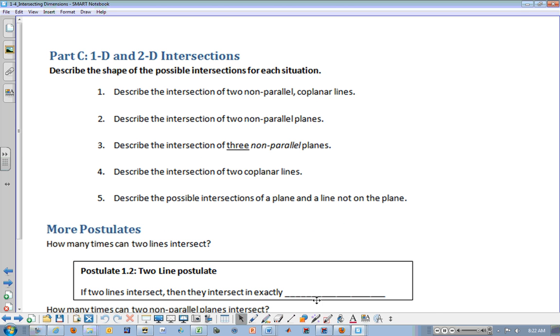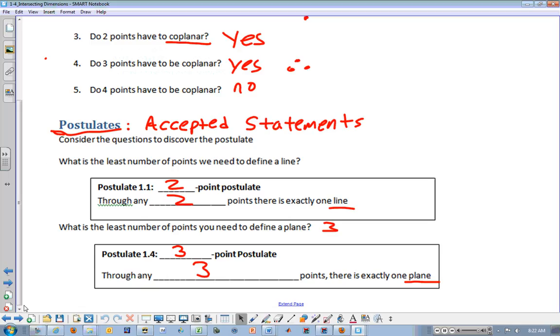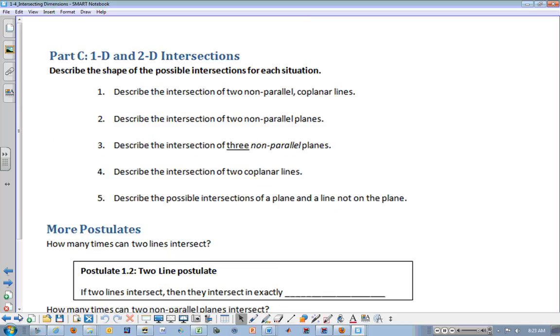All right, so yesterday we talked about these postulates, right? A postulate is just something we accept. It's very simple. We don't argue about it. It's just the way that it is. The 2-point postulate says that if you pick any 2 points, you can draw a line through them. The 3-point postulate says if you have any 3 points, you can't necessarily draw a line through them, but you can have a plane that goes through them. They're on one plane. All right, so part C there, I think it's on the back, right?